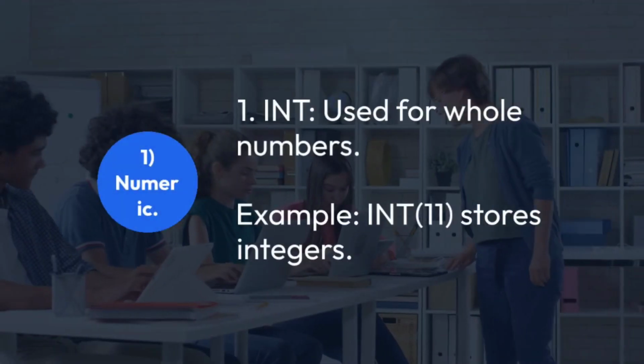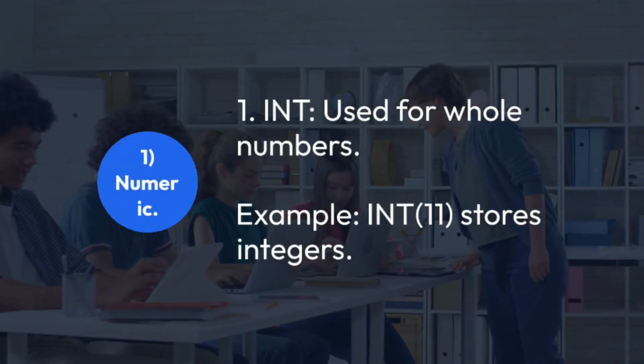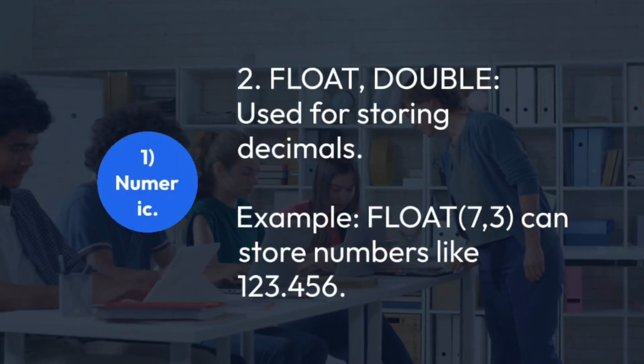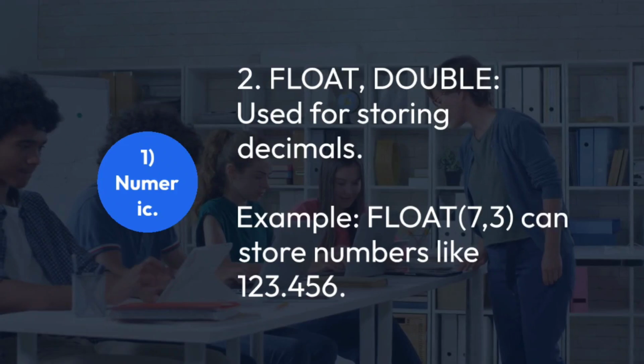First, in numeric data types, int is used to store whole numbers. And next, float and double for storing decimals. Here we need to specify digits and precision in brackets as shown in the example.